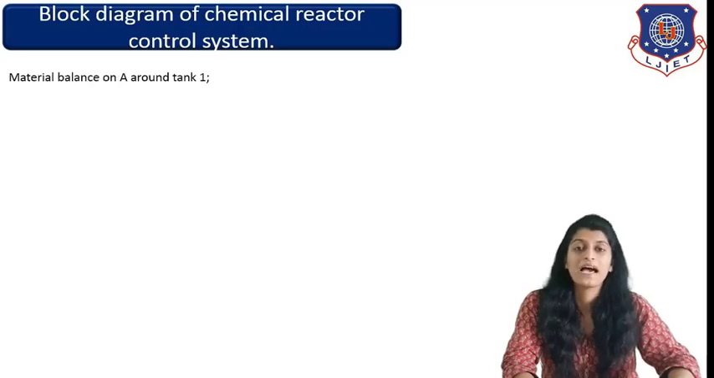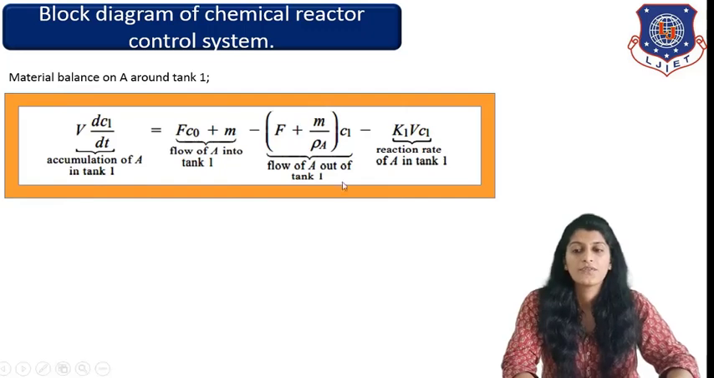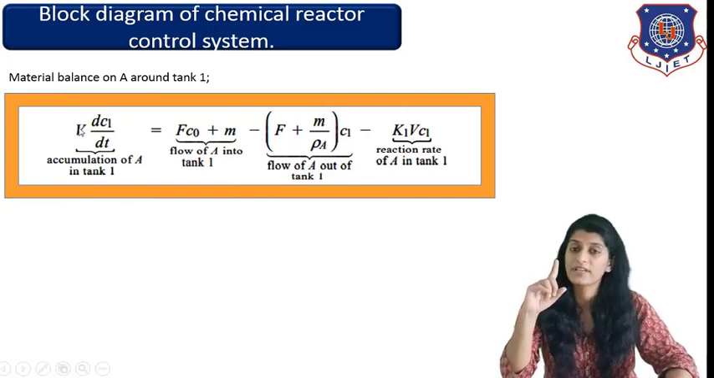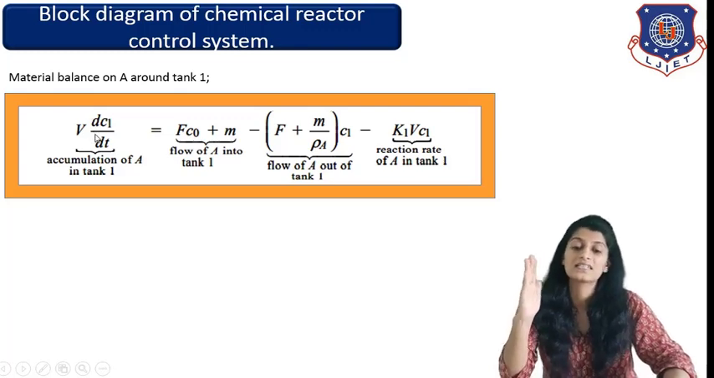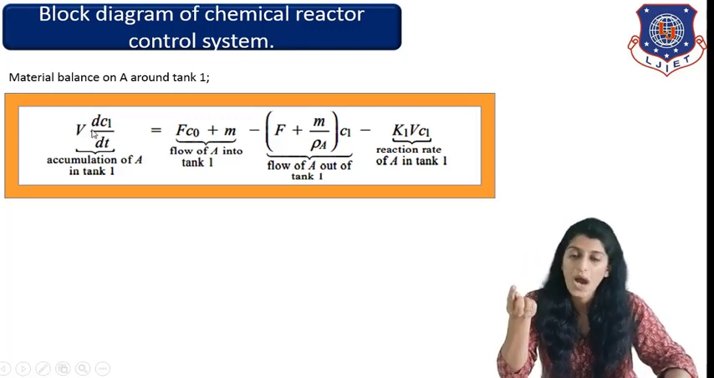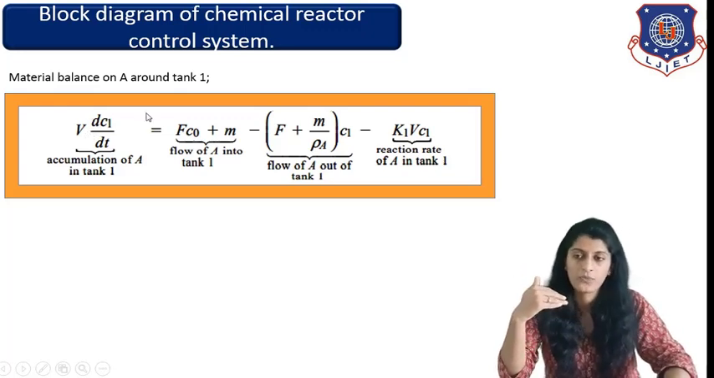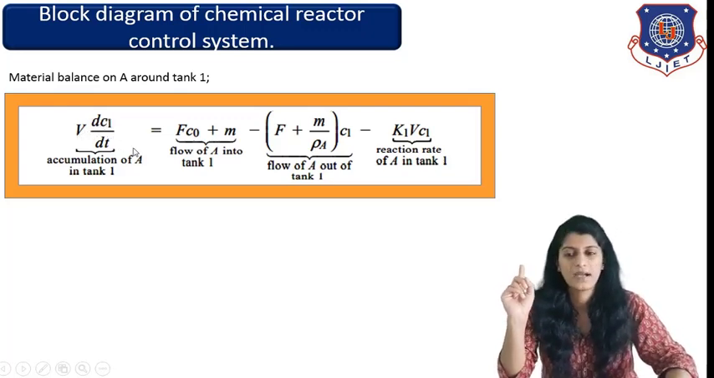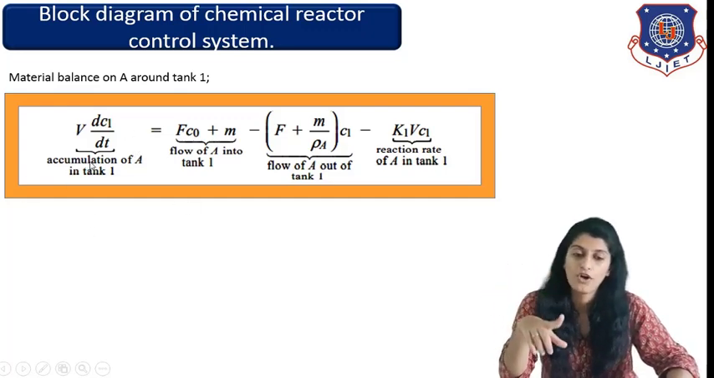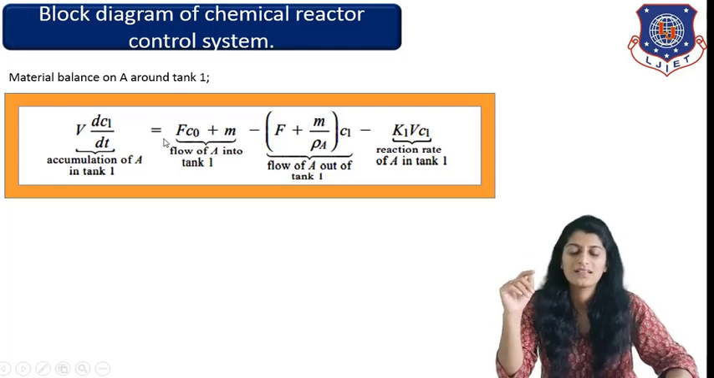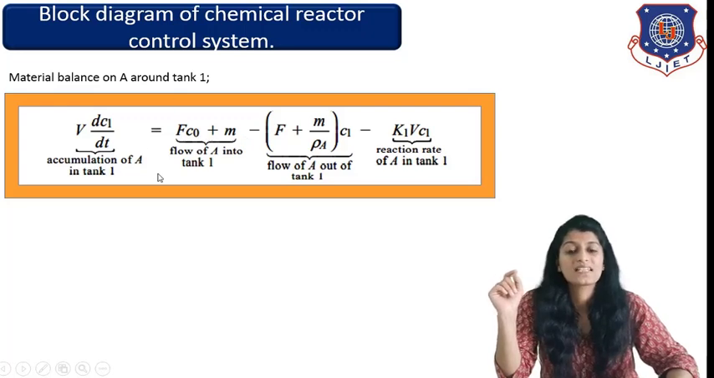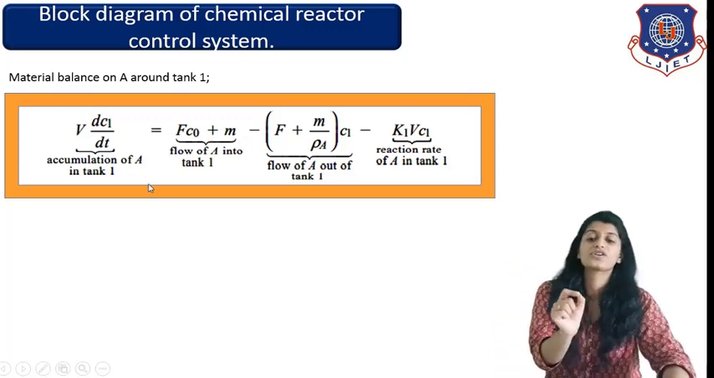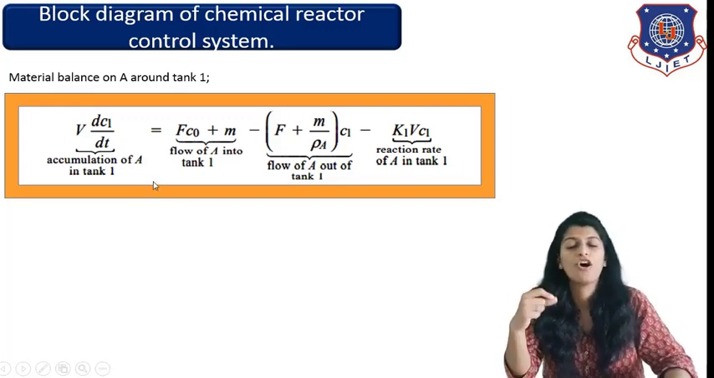Once you do a material balance around tank number 1, we will be getting V, which is the volume of tank number 1, into dC1 by dt. Why C1? Because C1 is the concentration inside tank 1 after getting product converted, right? So it will be V dC1 by dt. It is basically the accumulation of A inside tank number 1, which equals F C0 plus M. What is C0? C0 is the initial concentration of our component A, or of our reactant A.